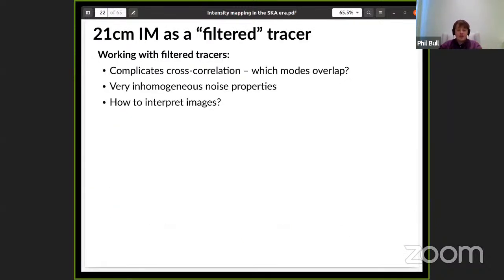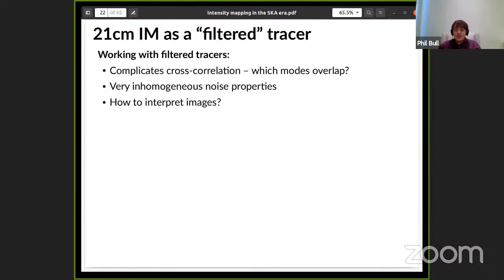So some other thoughts on seeing 21 centimeter as a filtered tracer. It complicates cross correlations. If you want to cross correlate your 21 centimeter emission with some other kind of tracer of the large scale structure, you have to be really careful about which Fourier modes you still have in your data and which ones you've lost or had to filter out. You have to keep track of that. It also means that certain Fourier modes are much better measured than others. You have very inhomogeneous noise properties. Some modes are measured very well, some modes are measured very poorly.